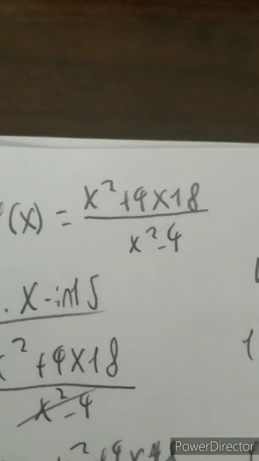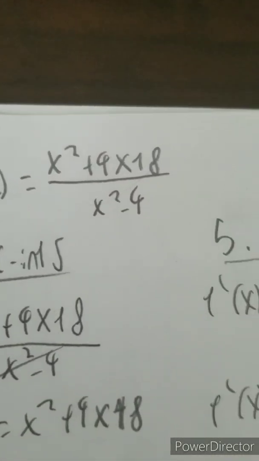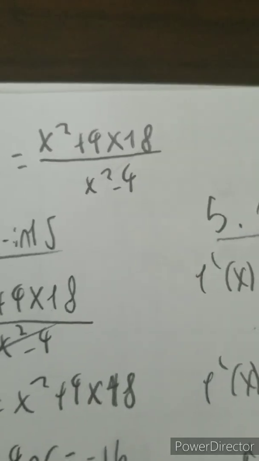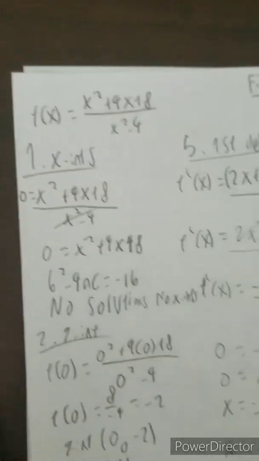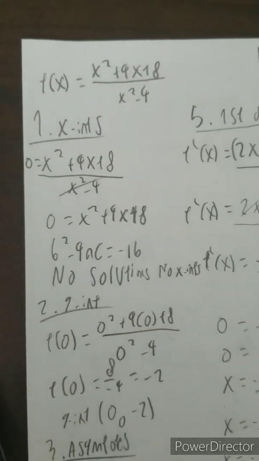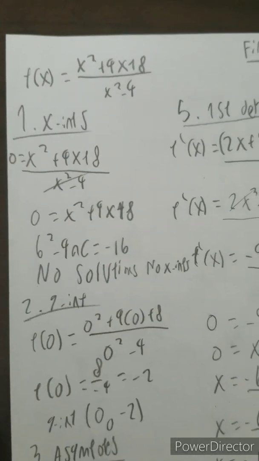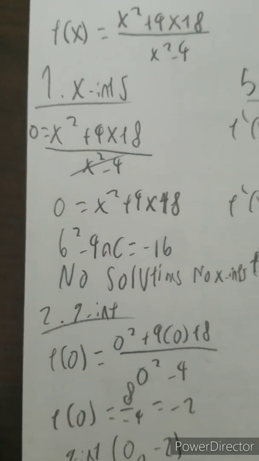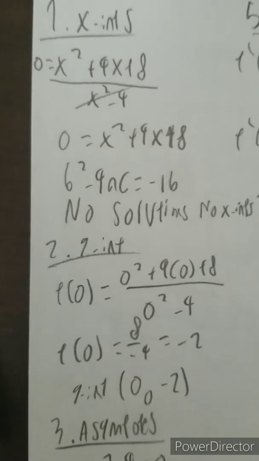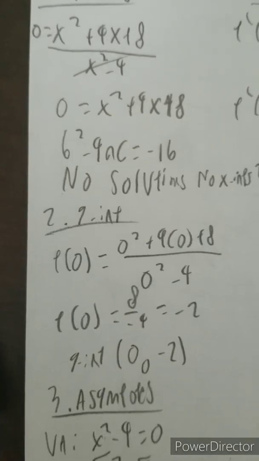So I picked the function f of x equals (x squared plus 4x plus 8) divided by (x squared minus 4). Right? I basically just thought of a function and worked it out on Desmos for one that would match all the criteria. So first you have to do the x-intercepts, and we find that there's no solutions because b squared minus 4ac equals a negative answer.